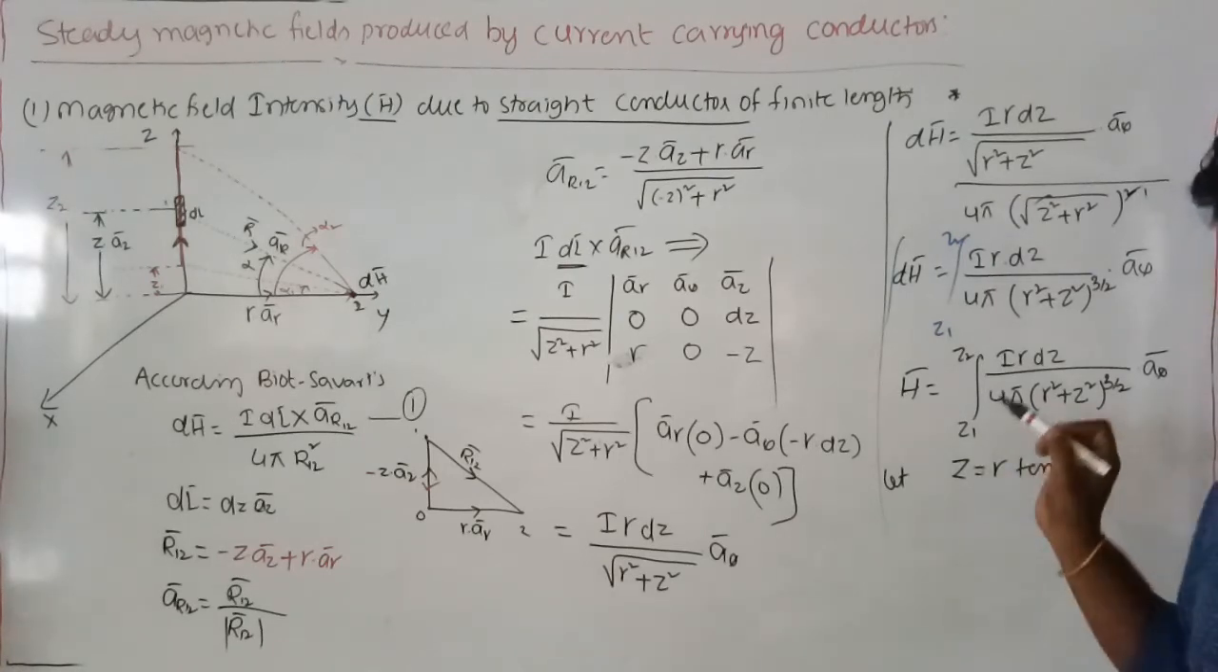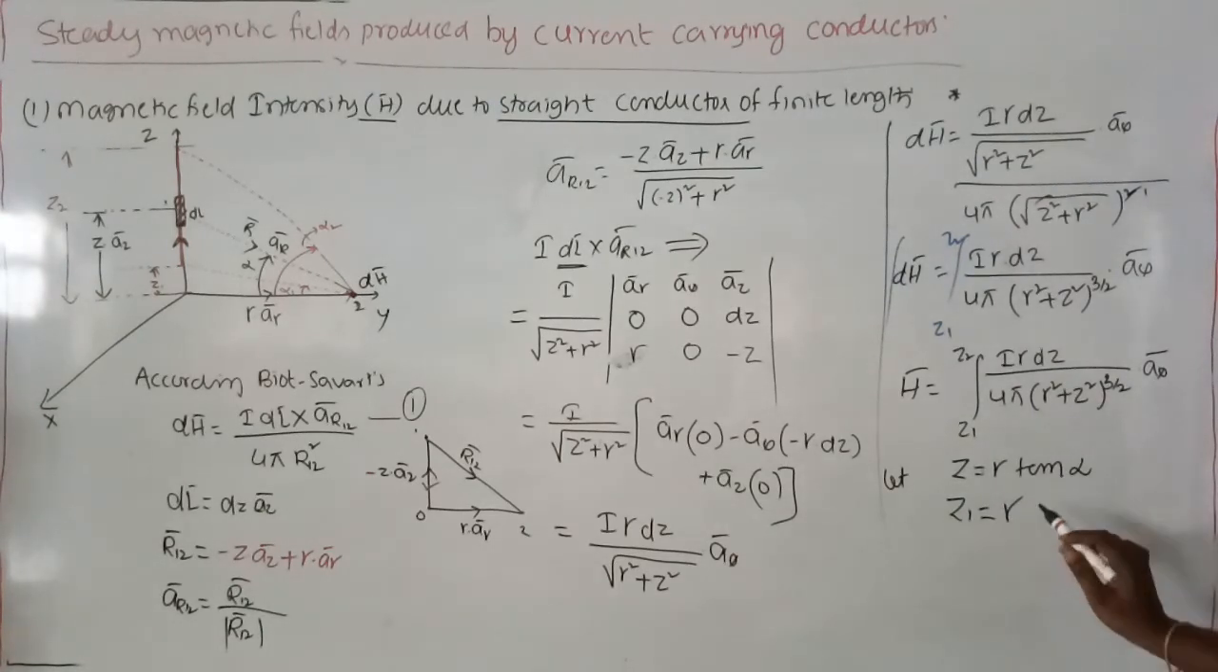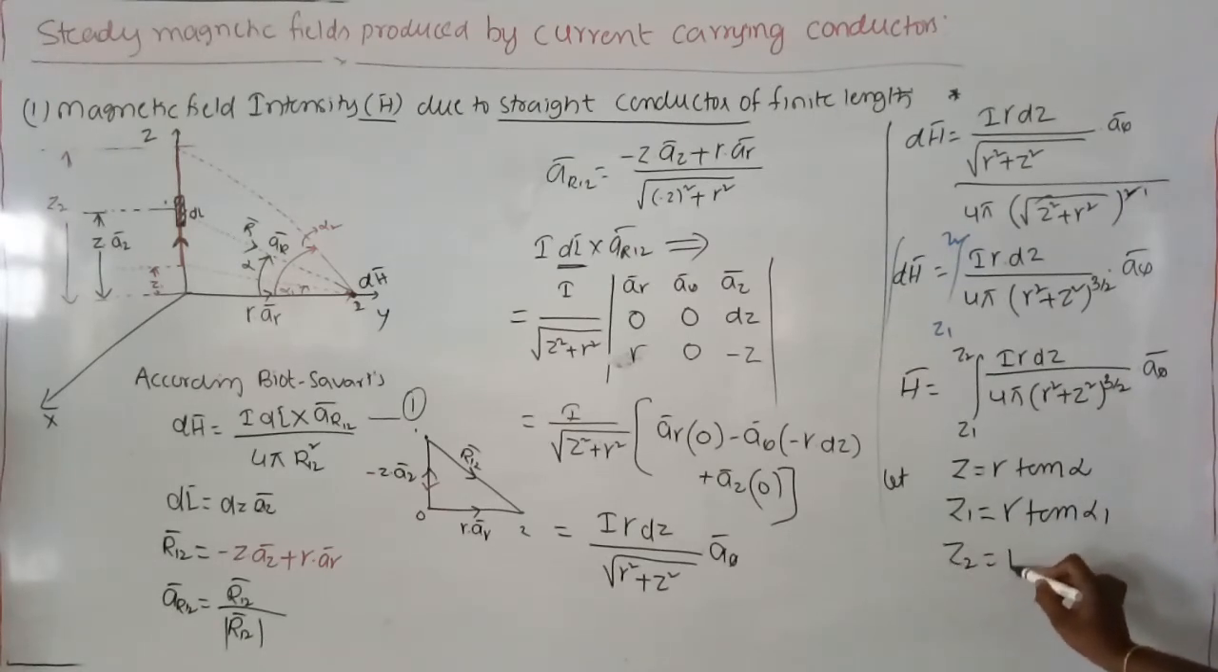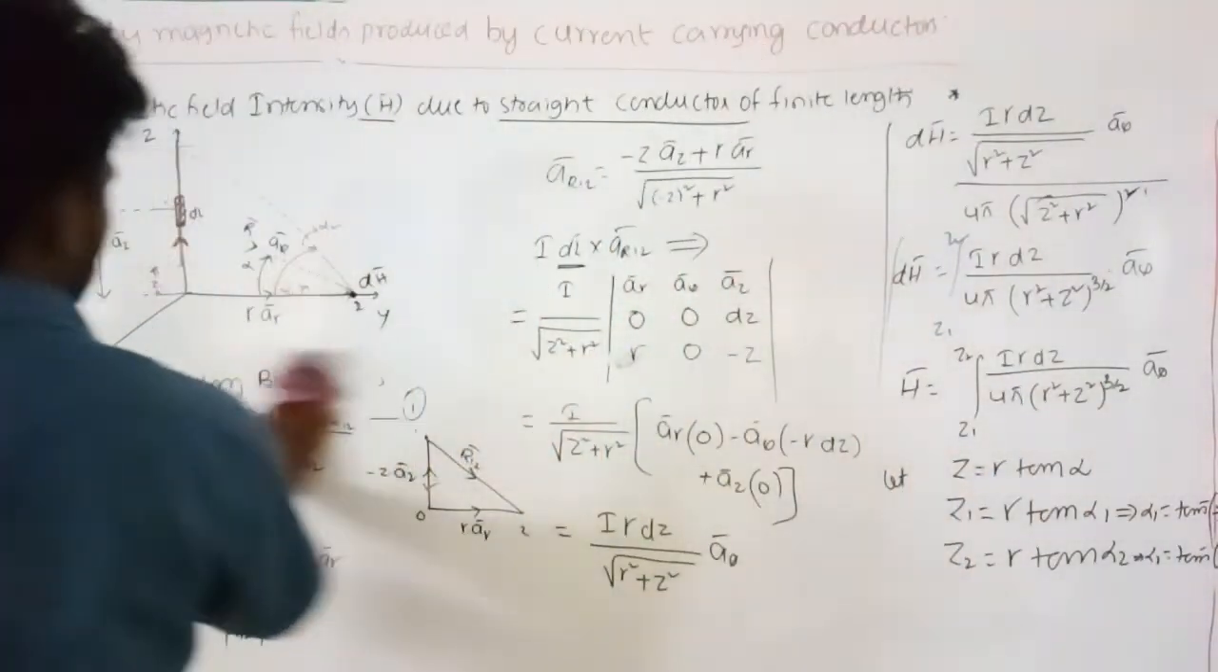If z is equal to r tan alpha, what about z1? z1 is equal to r tan alpha 1, z2 is equal to r tan alpha 2. If z1 is equal to r tan alpha 1, what about alpha 1? It is tan inverse of z1 by r, and alpha 2 is equal to tan inverse of z2 by r. Now substitute all these values in this equation.